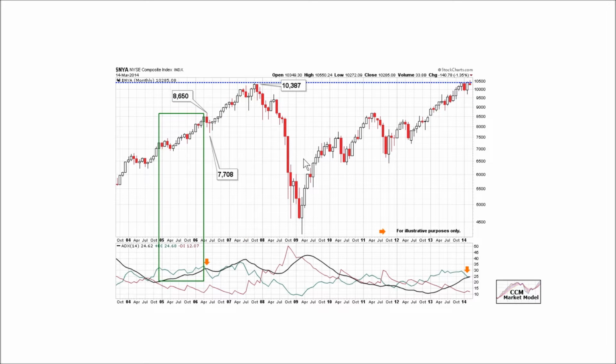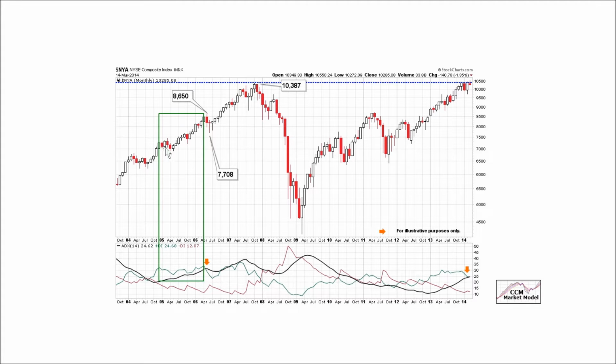Similar concepts here. Now we're looking at a monthly view of the NYSE composite. Your highest high, these aren't closing prices, here was 10,387. Once again, we're below that level and have not been able to sustain a breakout above this level. This appears to be acting as resistance. The longer we stay below it, the higher the probability that we'll see further corrective activity.